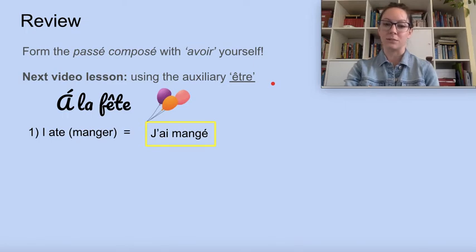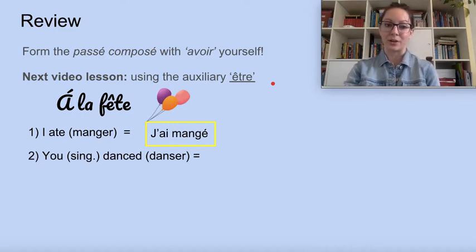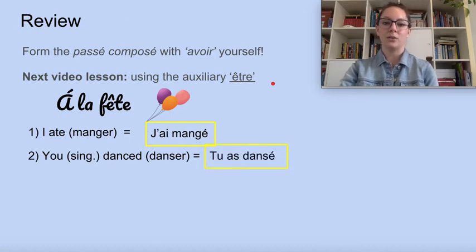Let's have a look at another one. I'm going to keep it quite regular to begin with. You, just one person, singular, danced. You danced last night. Now we want our 3 steps here, so gather your subject pronoun, put your avoir auxiliary with that subject pronoun, and then with the verb danser, put that into its past participle. And what answer does that give us? Tu as dansé. 3 parts. Tu as dansé.